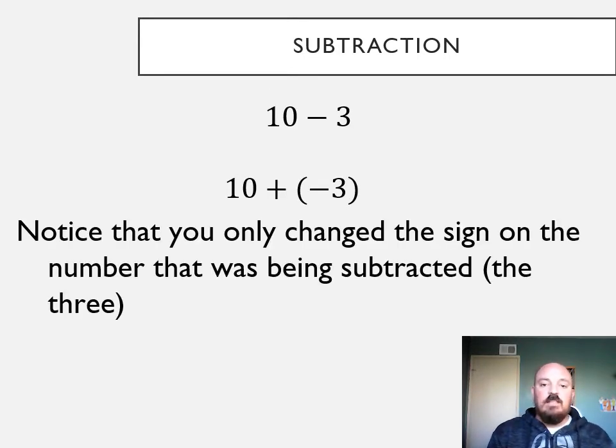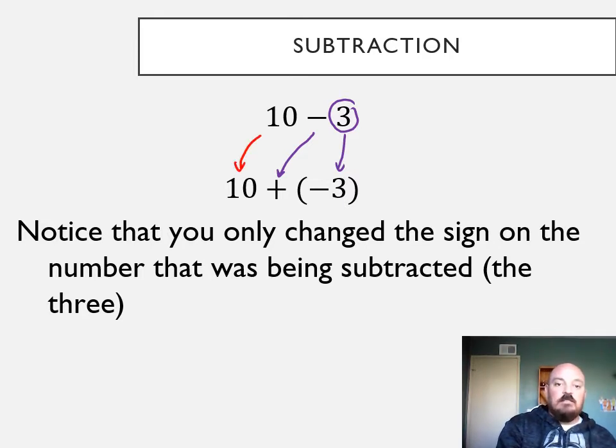So I want you to notice when we did that, you only changed the sign on the number that was being subtracted, the 3. Meaning, if I wanted to change this minus right here to a plus, I changed the sign on this number. So that positive 3 became a negative 3. But I did not change the sign on the 10. The 10 doesn't become a negative 10. The 10 stays a 10. It's the number that is being subtracted that changes signs. And that's important because we're going to do the exact same thing with polynomials right now.